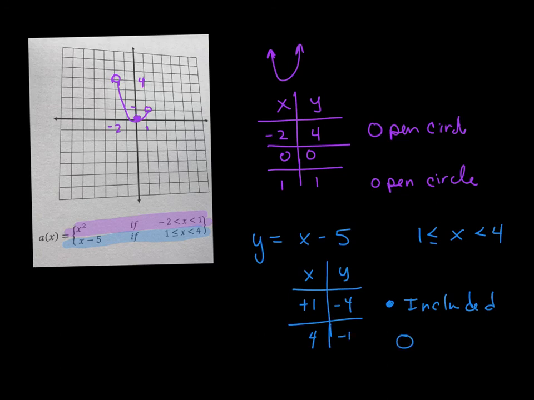Now this is an open circle because it is not included. So let's go ahead at 1, -4. I will have that included circle. And this graph is going up to 4, 1, which is an open circle. So this one would be the final graph of our piecewise function.